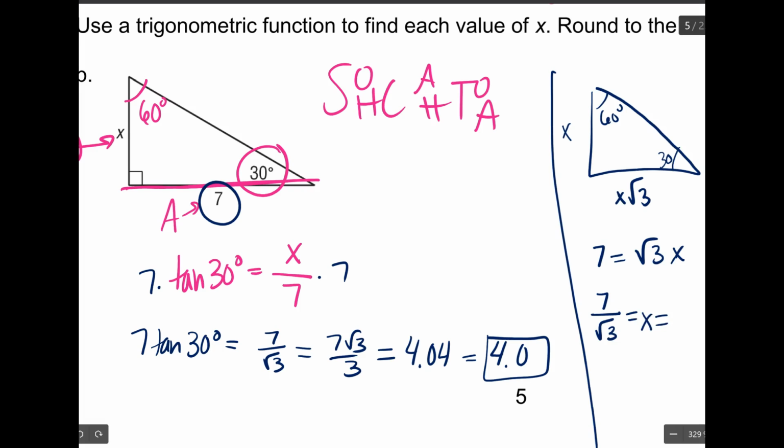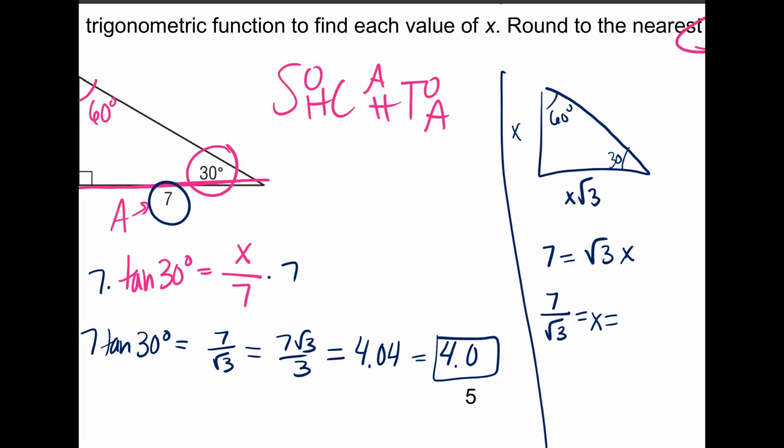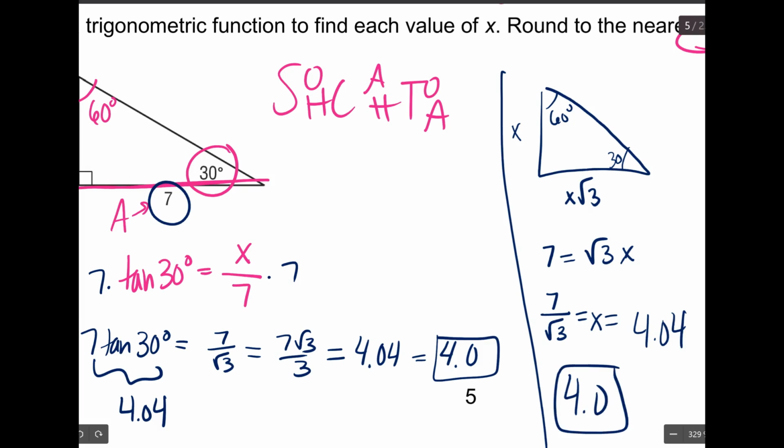Did you do it in your calculator? No. I'm trying to prove to you what this is. So they plugged this in and said this was 4.04. If you plug in 7 over root 3, you get 4.04. So rounding to the nearest tenth, you get 4.0.